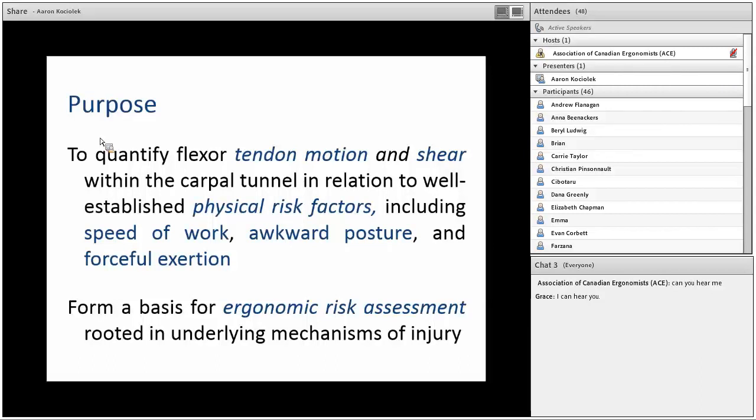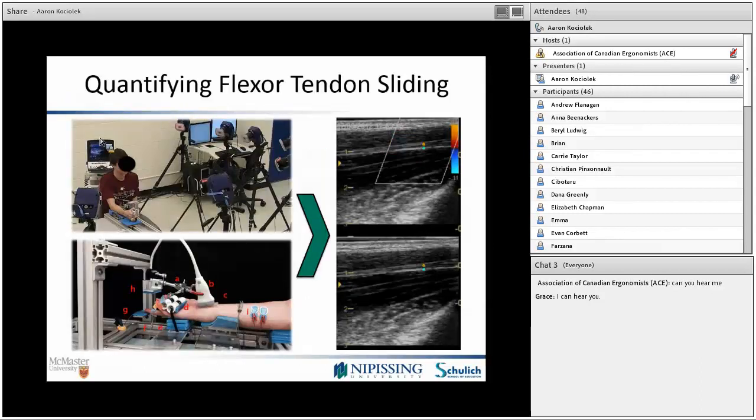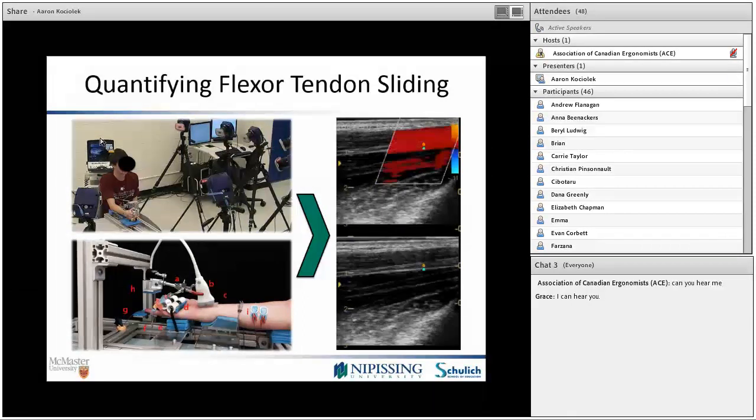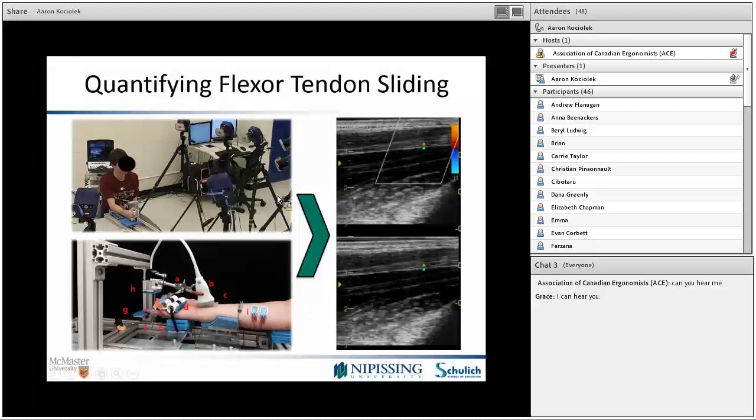So I'll highlight some of the methods I used without going into too much detail. Ultrasound was a big part of my thesis because it allowed us to look internally at how the tendons were moving relative to each other. I can draw your attention to the video on the right. You can see two tendons sliding back and forth on the screen that I'm pointing out with my mouse here. Just to the right would be the carpal tunnel, so we're scanning just proximal to the carpal tunnel.